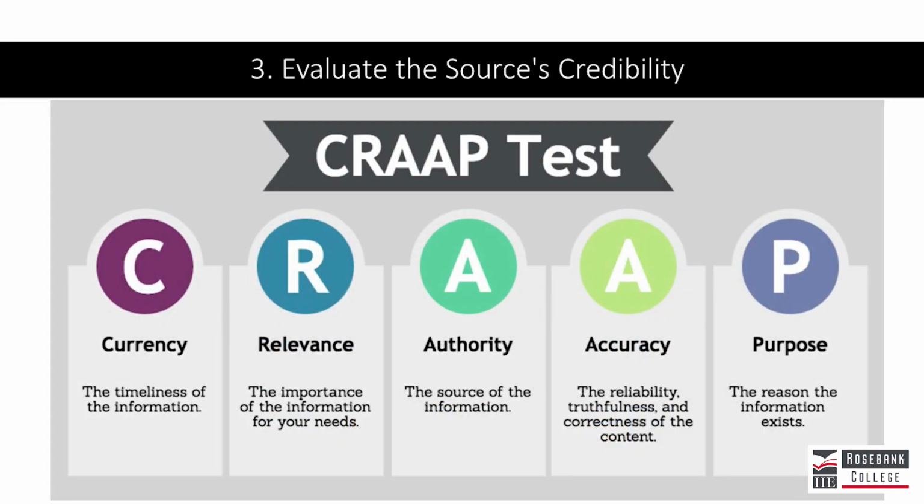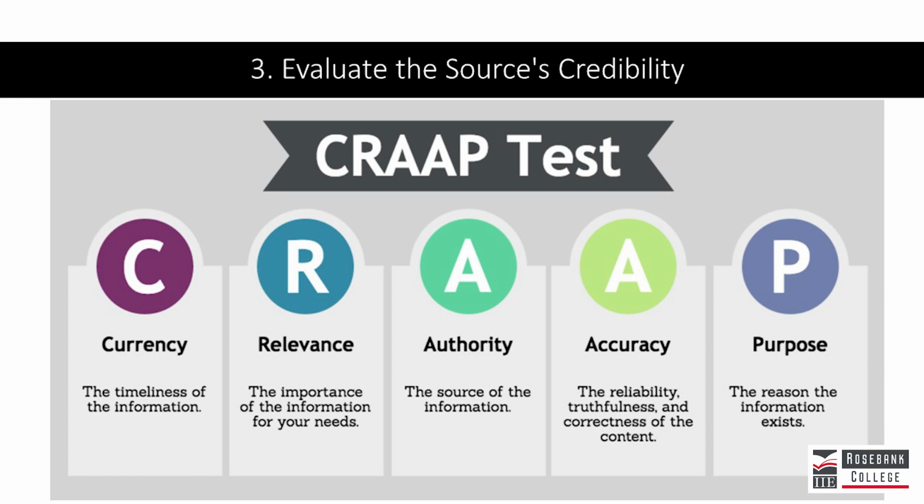Step 3. Evaluate the source's credibility. Evaluating the credibility of a source is crucial to ensure the reliability and accuracy of the information it provides. Consider factors such as the author's credentials, the publication's reputation, and the presence of citations and references. One effective evaluation method is using the CRAAP test. It stands for currency, relevance, authority, accuracy, and purpose.